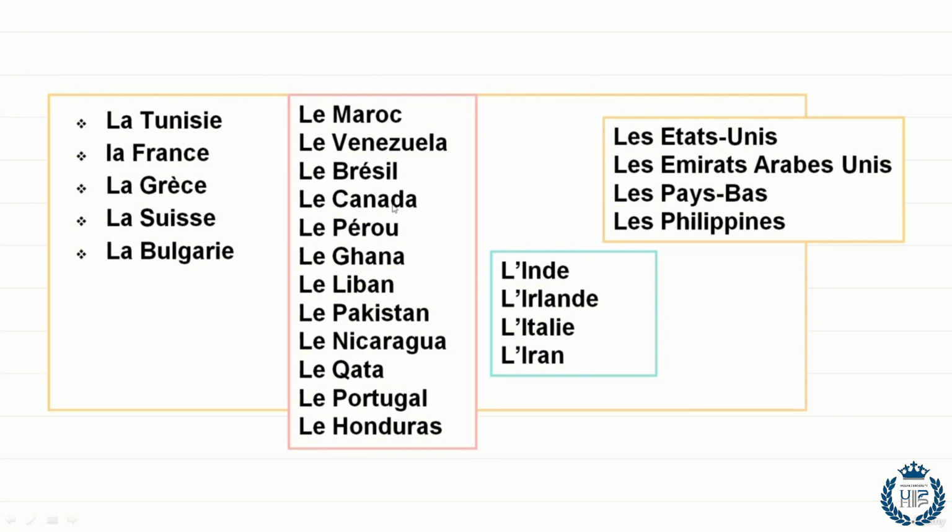Le Canada. Canada is also a masculine noun. So we say le Canada. And for apostrophe, we have l'Italie. Starts with a vowel, that's why we have this L apostrophe. L'Iran. That's why we have the L apostrophe. So for les, we can also say les Philippines, which is a plural noun.